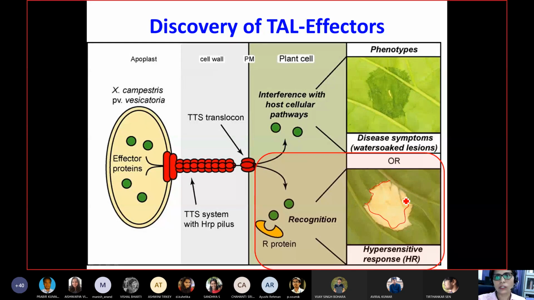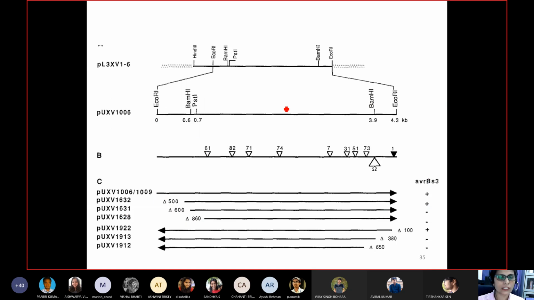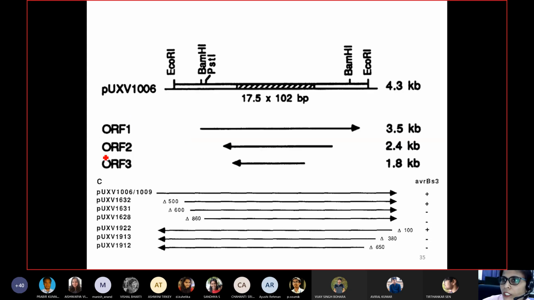Then they isolated this AVR avirulence gene, and what they would do is mutate it and try to find out whether it is necessary, and what the promoter region and other necessary regions are. So in the initial sequencing, this is the ORF, and they figured out which is the important ORF. In the initial sequencing assays, they found that there were a lot of repeats. That means the same kind of protein segments were generated.